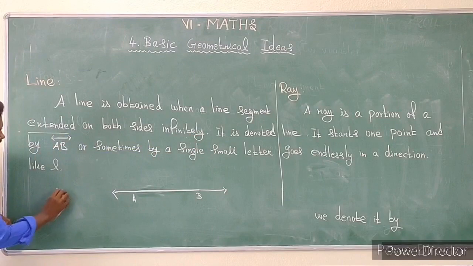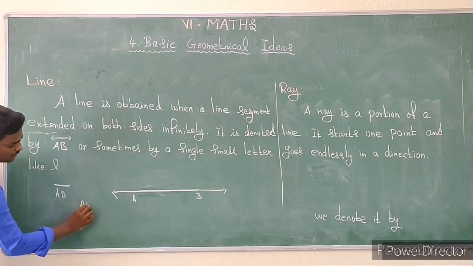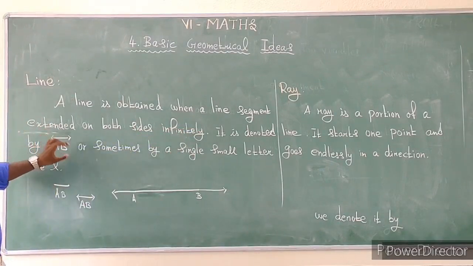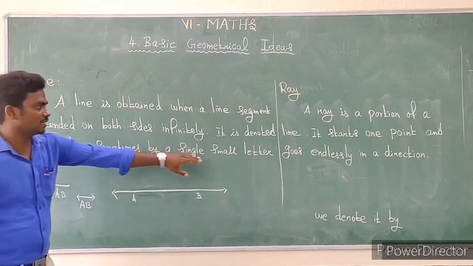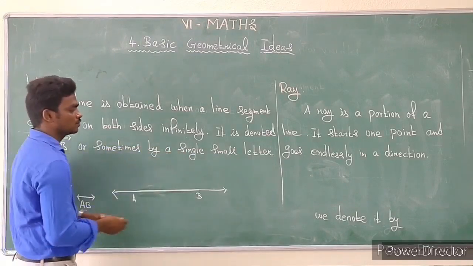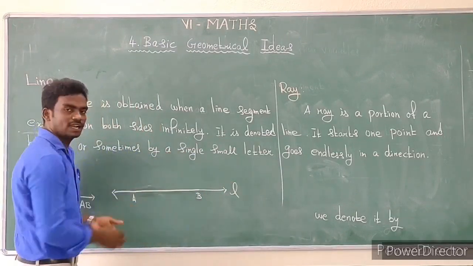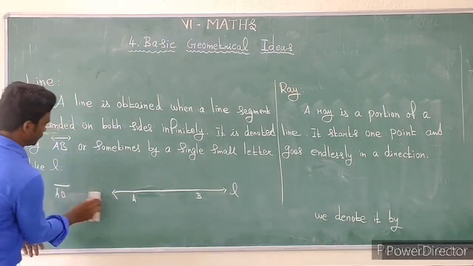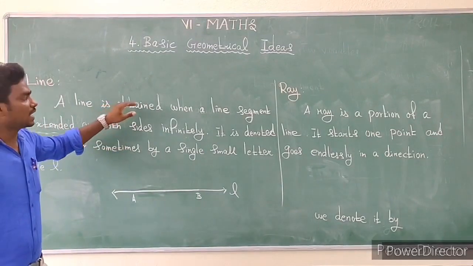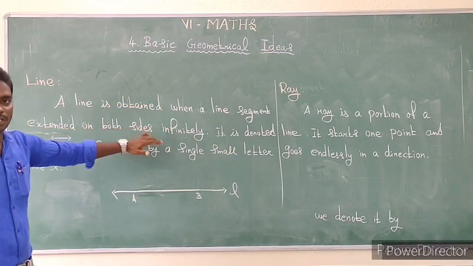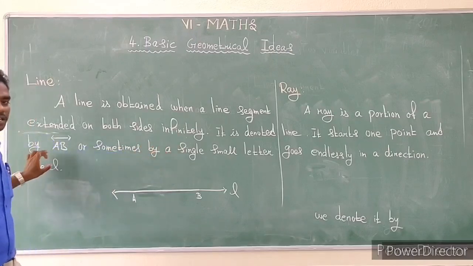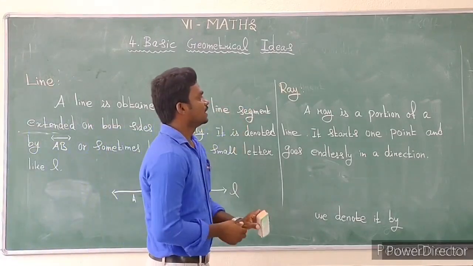A line segment is denoted by AB with the line segment symbol, and a line is represented by AB with the line symbol. It is denoted by line AB, or sometimes by a single small letter, like L. So this is called line L, or we can say line AB. A line is obtained when a line segment is extended on both sides infinitely. It is denoted by line AB, or sometimes by a single small letter L.